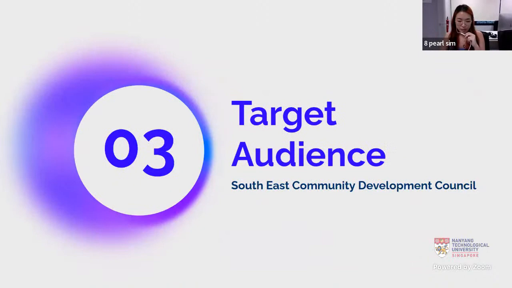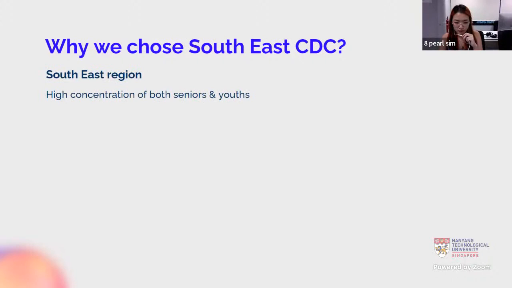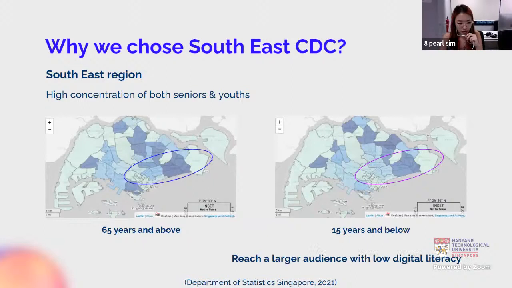All right, once we've established an overview of the program that we're advocating, we now discuss the target audience who can help us with the advocacy. In this case, it will be the Southeast Community Development Council. So why did we choose the Southeast CDC specifically? Previously, the bootcamp was co-organized by the Northeast CDC in the Northeast region with great success. We now want to expand the benefits of the program to the Southeast region. As there's a high concentration of both seniors and youth in the Southeast region, running the programs in this area allows us to reach a larger audience to efficiently reduce the low digital literacy levels nationally among our seniors.